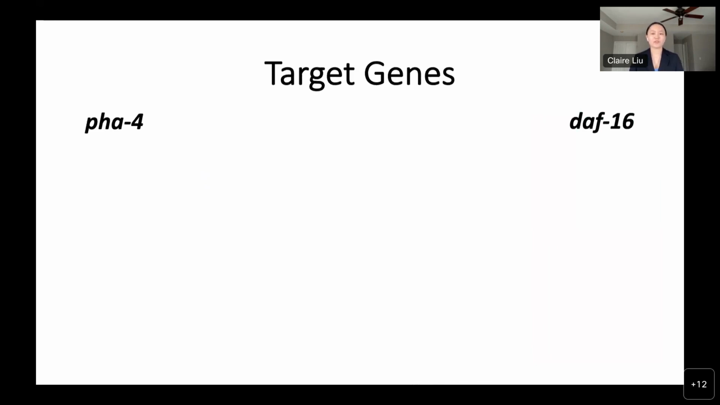In my project, my 2 target genes are DAV16 and FA4, and I chose these based on an initial targeted screen of C. elegans, which showed that the individual knockdown of these 2 genes caused a significant increase in Huntington protein expression, and I wanted to find out why.